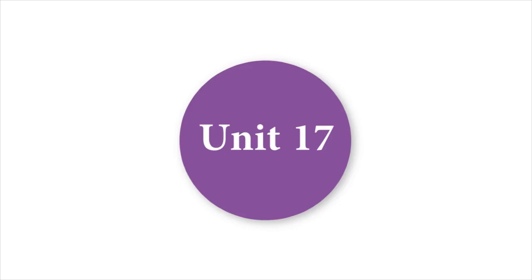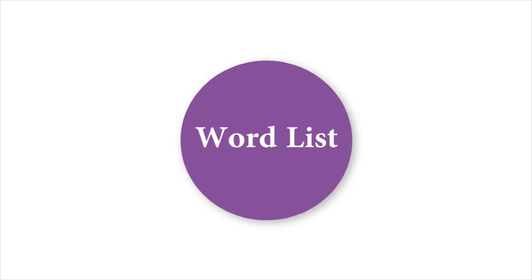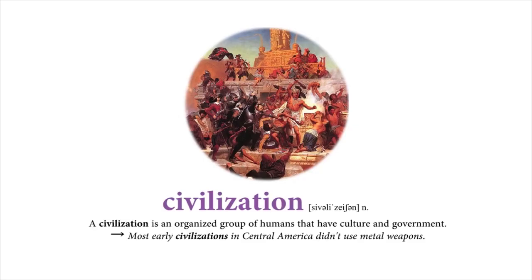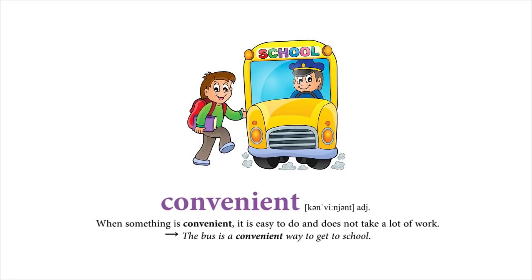Unit 17. Word list. Civilization. A civilization is an organized group of humans that have culture and government. Most early civilizations in Central America didn't use metal weapons. Convenient. When something is convenient, it is easy to do and does not take a lot of work. The bus is a convenient way to get to school.